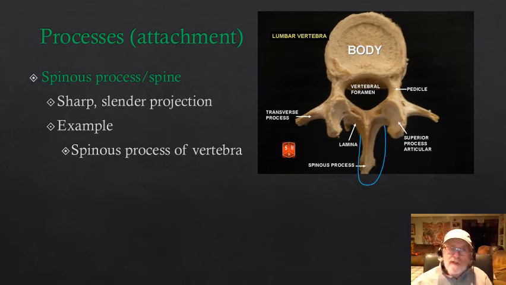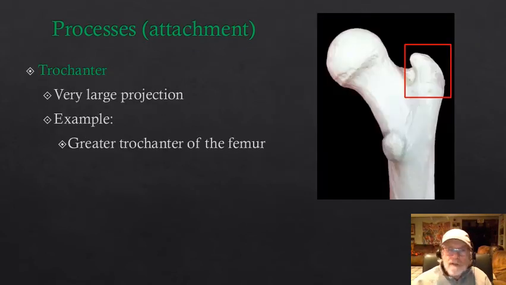A spinous process is a sharp, very slender projection that extends backwards from the vertebra. So this would be anterior up in here. This is posterior here. And that's that little bump you feel on the back. It's called a spinous process. Okay? So that's a spinous process.